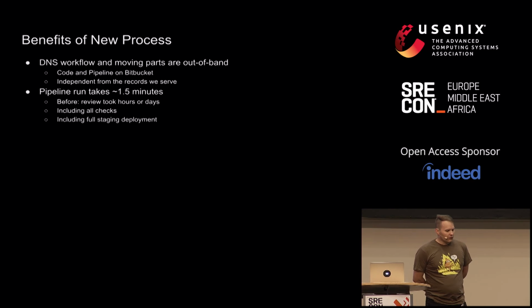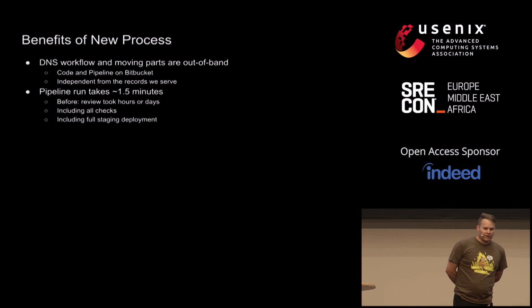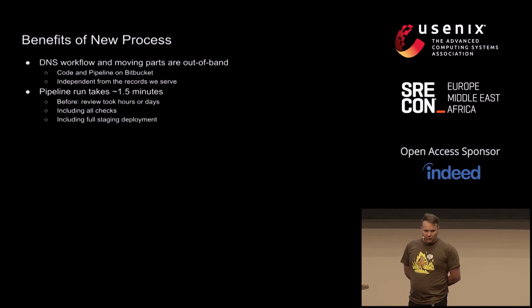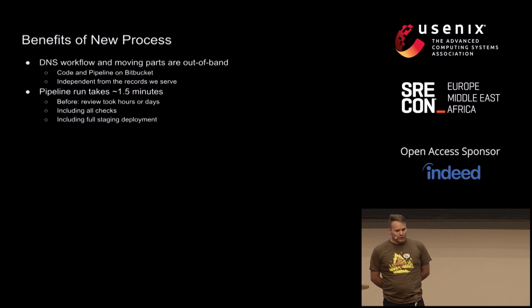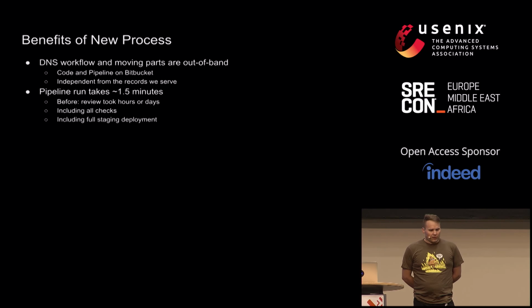The benefits of the new process, as I said, all of the moving parts are now out of band, and that helps because sometimes the infrastructure that you need to deploy DNS is referenced in DNS, and that is not a good idea if things go really wrong. We don't have that problem anymore. Another thing is that the pipeline run takes about 1.5 minutes compared to the hours or days changes took before we had this. That is a huge improvement, and we can, in general, deploy changes within minutes compared to days before.